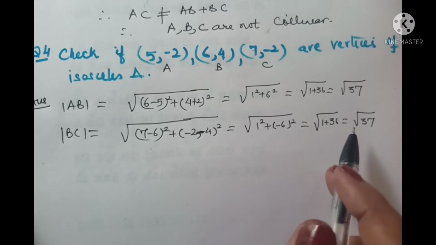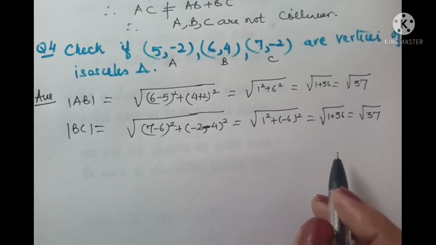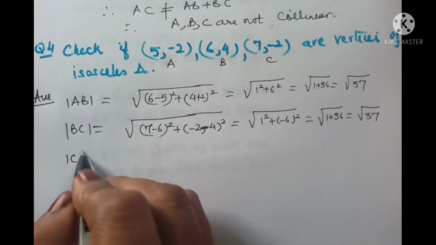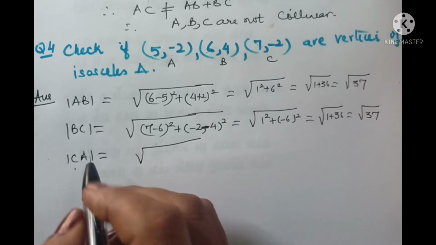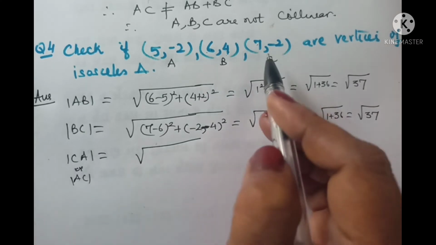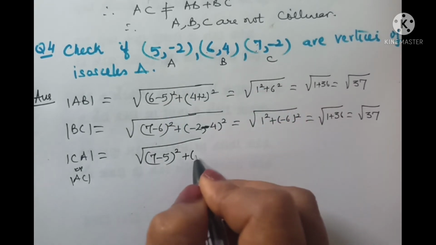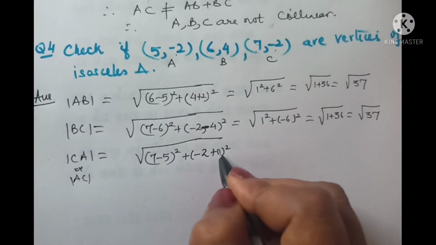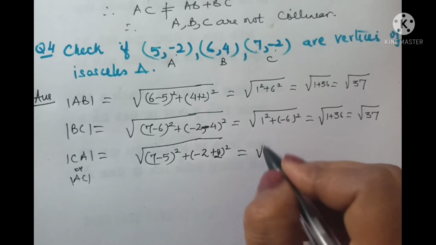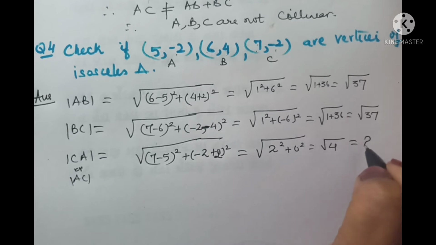No doubt it will remain isosceles as well, but still there are marks, especially if it is subjective, for finding out the third side and then comparing. So let us find out CA. CA or AC is one and the same thing, right? So this gives you 7 minus 5 whole square plus minus 2 sign change minus 2, that is minus 2 plus 2 whole square. So this gives you 2 square plus 0 square, which is root of 4, which comes out to be 2, or you may leave it as root of 4 only, right?